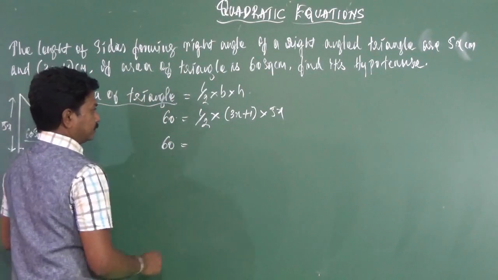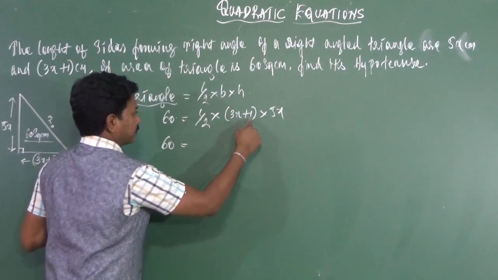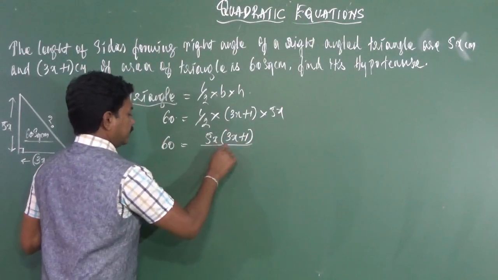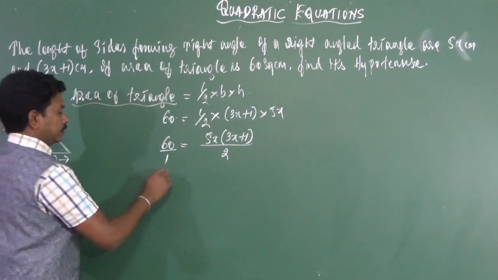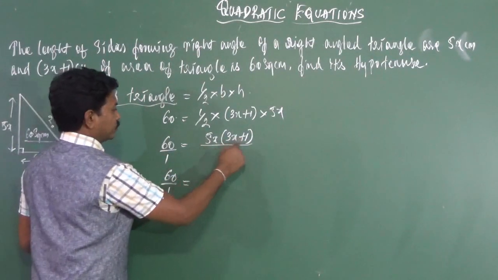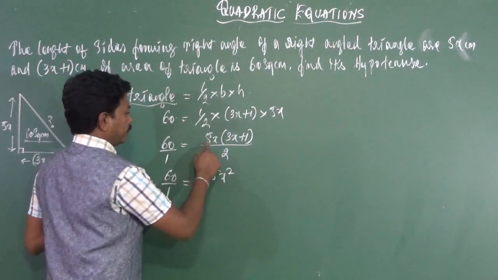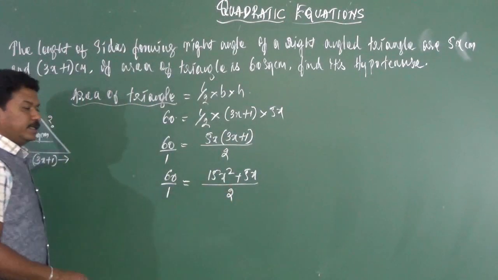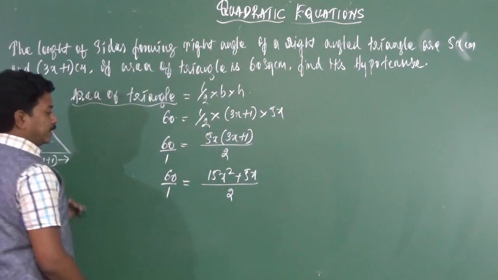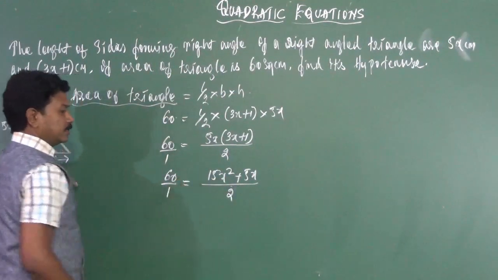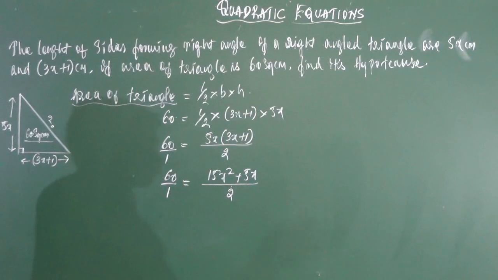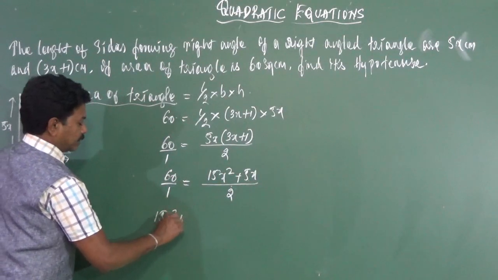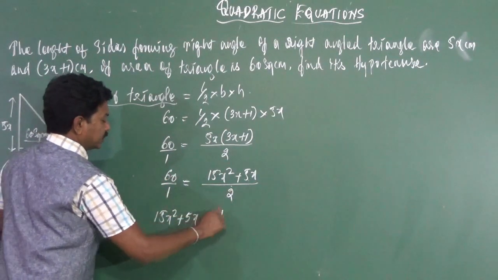So 60 is equal to 1 into 3x plus 1 into 5x by 2. So this is how it looks. 60 by 1 is equal to 5x into 3x is 15x square, 5x into plus 1 is plus 5x, by 2. Okay, what should be done in the next step? Yes, you have to go with cross multiplication. If there are two fractions separated by equals, the only method is you have to go for cross multiplication. So 15x square plus 5x is equal to 60 into 2 is 120.